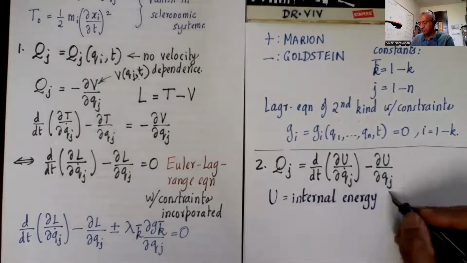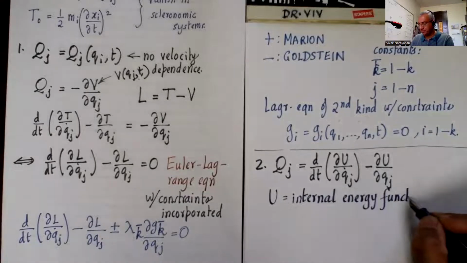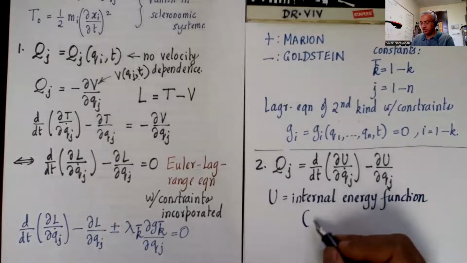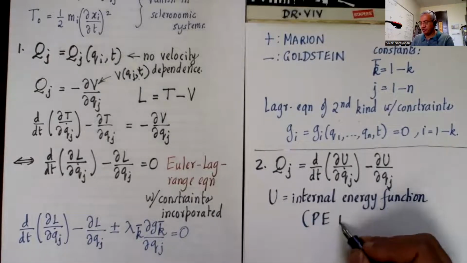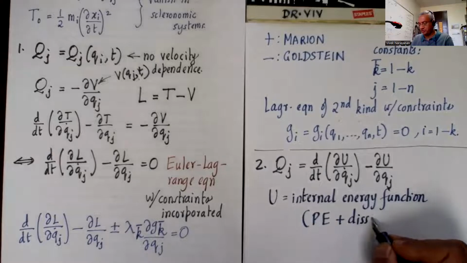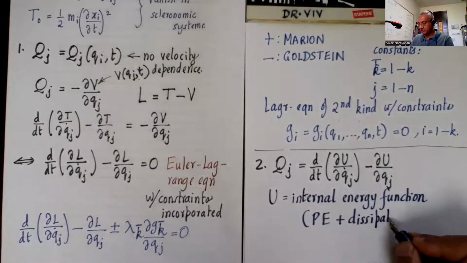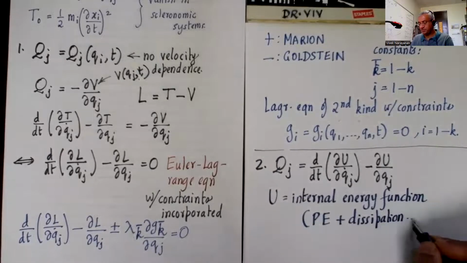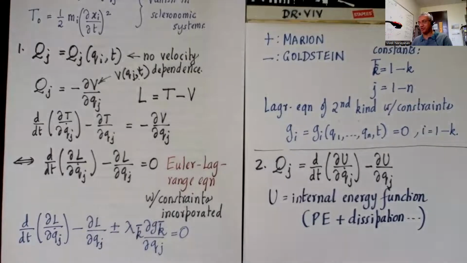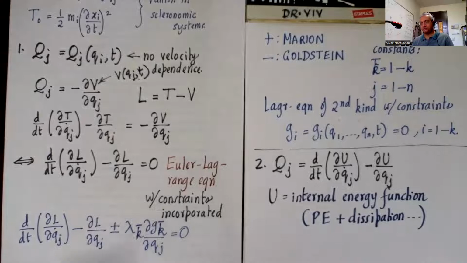So it's sometimes called the internal energy function. It typically has potential energy terms plus terms which involve dissipation, like energy loss and things like that. So it can be very general. So now we're going to write a general expression for this, for Qj.